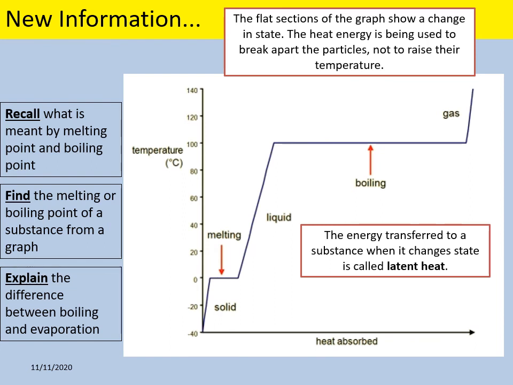The energy that's transferred to a substance when it's changing state, so in these flat sections on the graph labelled melting and boiling, is called latent heat. And we're going to look at latent heat in a bit more detail in a few lessons' time. This graph can also tell us information about the melting point and the boiling point of this substance. If we read across to the y-axis from our flat section, we can see that this substance melts at 0 degrees C and it boils at 100 degrees C.